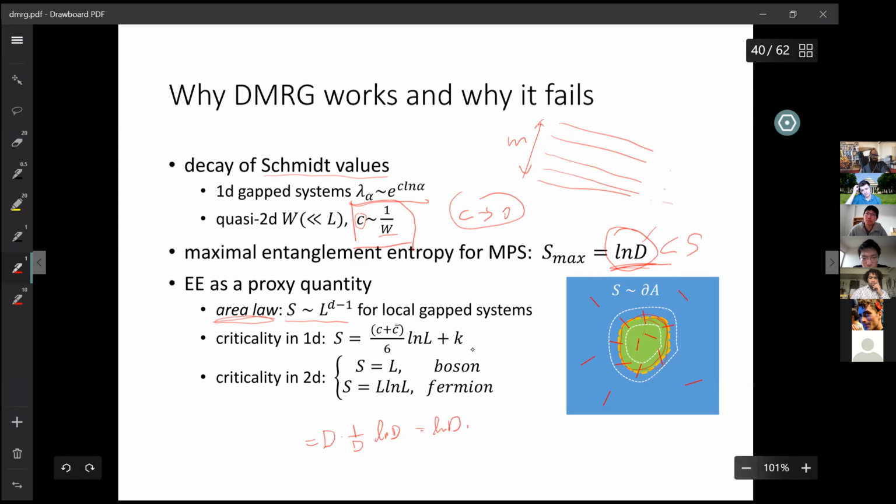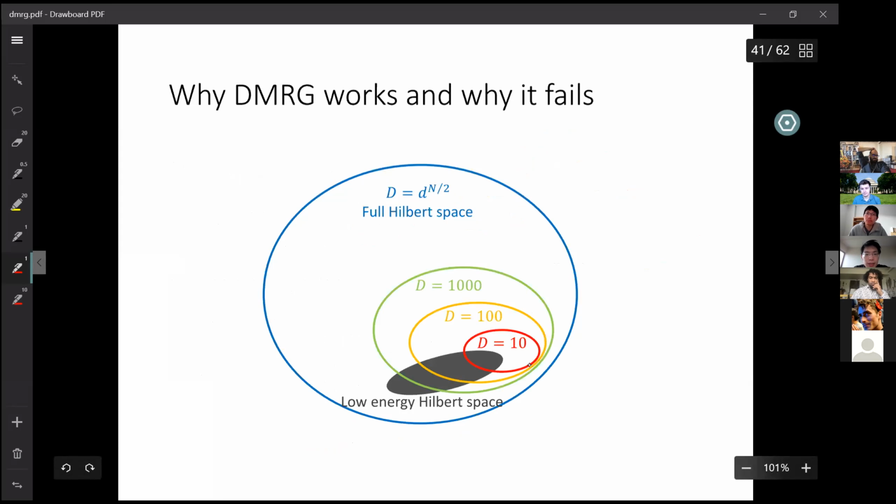So yeah, this is basically what I'm going to talk about today. The picture is that with a large enough bond dimension, you can get access to the entire Hilbert space. But when you restrict yourself to a smaller bond dimension, you're focusing on a very small corner of the entire Hilbert space. The good thing is that for the class of models we're interested in, the low energy Hilbert space happens to lie in this small corner. That is why DMRG works sometimes.